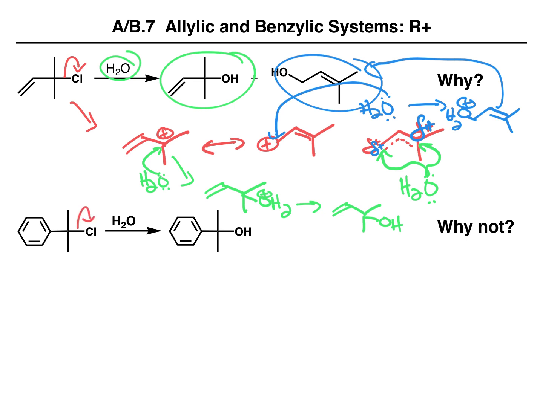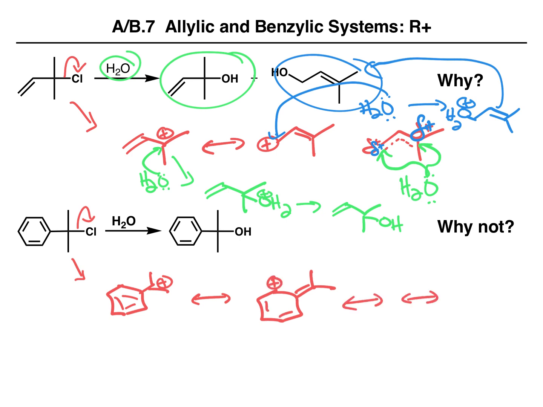Because, again, we can think about chlorine leaves and we get this intermediate, and then we get this resonance contributor and other resonance contributors as well. But let's just look at these first two resonance contributors. So if water adds to this position, and then I'm skipping the proton transfer step, we get this, which is aromatic.